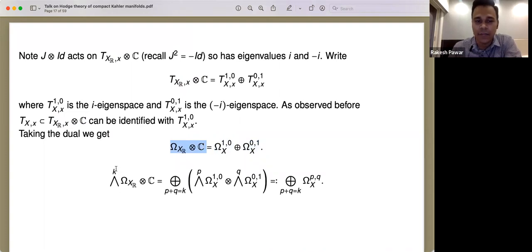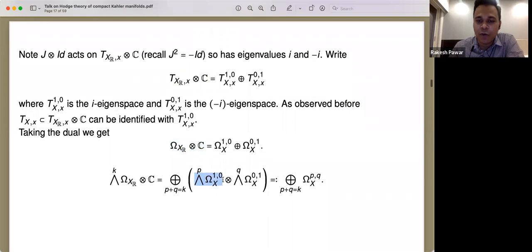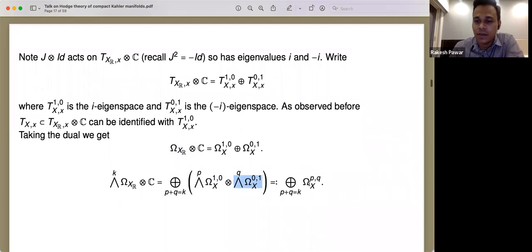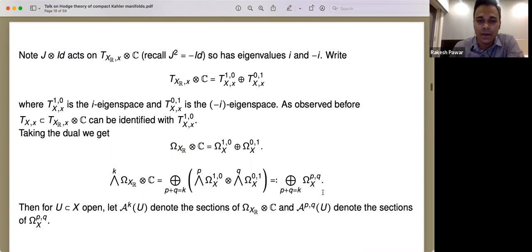I take the kth wedge product, and I use the usual formula of taking the wedge product. This is the alternating sum, and we'll write this pth wedge product of Omega^{1,0} tensor with the qth wedge product of Omega^{0,1} as Omega^{p,q}, and sum over terms with p plus q equal to k. So this is just some explicit linear algebra. But now in concrete terms, what is this?